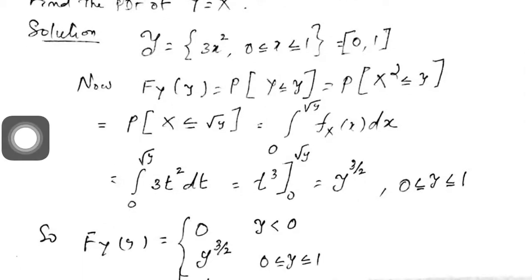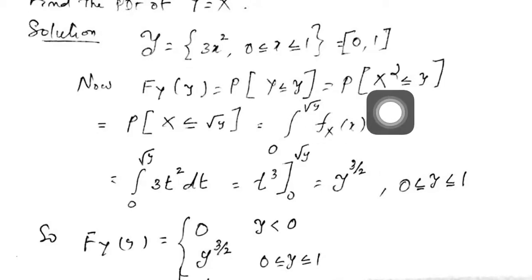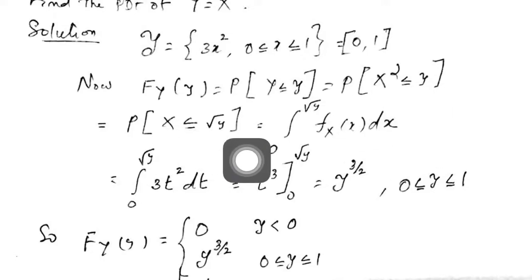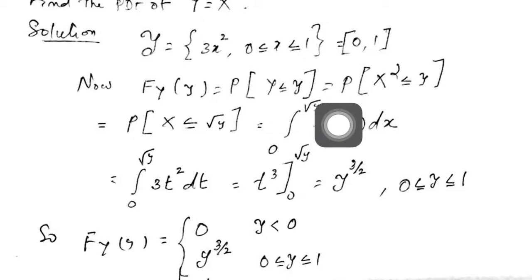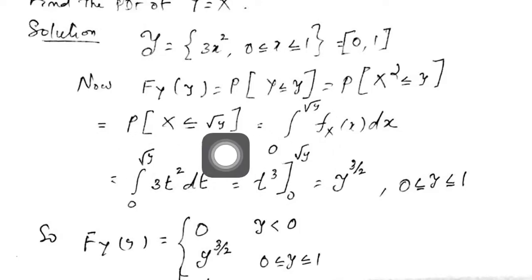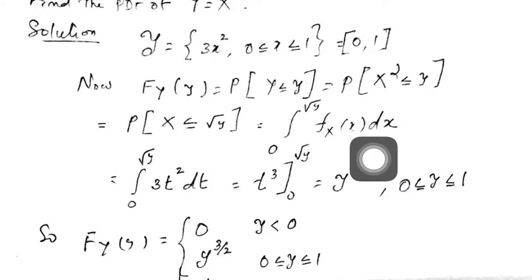Okay, and here I'm determining the distribution function of y directly. That is, F of y is equal to probability that Y less than or equal to y, and I am writing this Y as X square. So this is probability that X square less than or equal to y. That is probability that X less than or equal to root y, which is equal to, here I am evaluating the probability of X less than or equal to root y as integral 0 to root y f x dx.